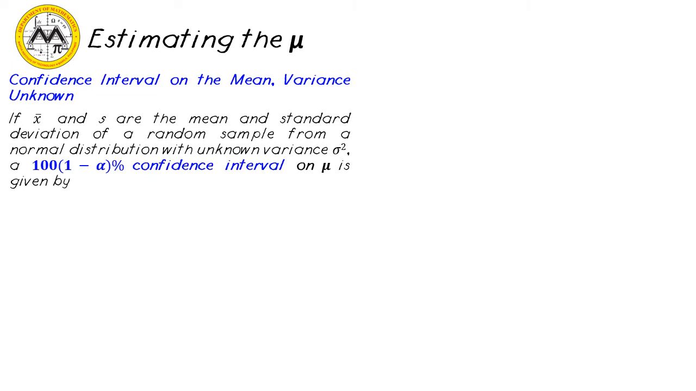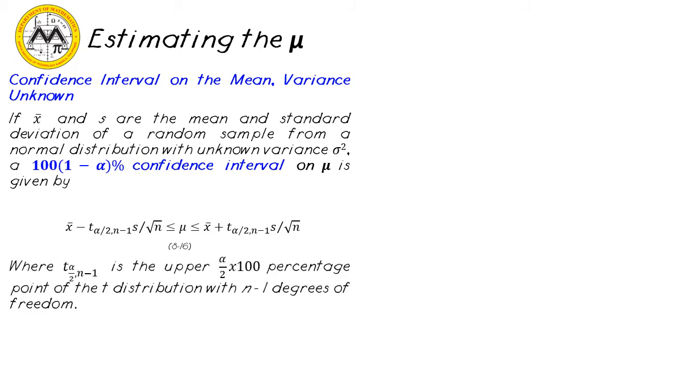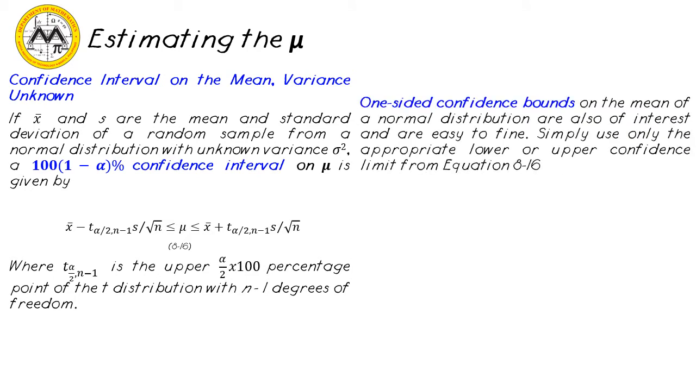If x bar and s are the mean and standard deviation of a random sample from a normal distribution with unknown variance sigma squared, a 1 minus alpha times 100% confidence interval on mu is given by x bar minus t of alpha over 2, n minus 1, s over square root of n. And the upper limit would be x bar plus t of alpha over 2, n minus 1, s over square root of n, where t of alpha over 2, n minus 1 is the upper alpha over 2 times 100% point of the t distribution with n minus 1 degrees of freedom.